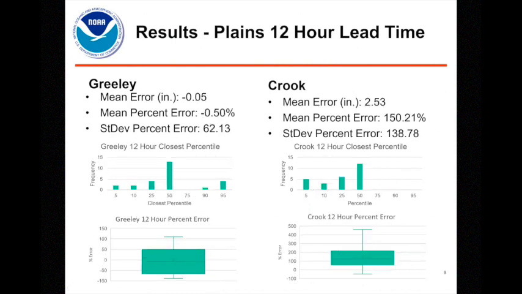More of the same story for about 12 hours out lead time. Greeley is almost completely spot on at the 50th percentile and almost 0 inches in error. And Crook again shows more skew right, with over prediction of snowfall amounts.